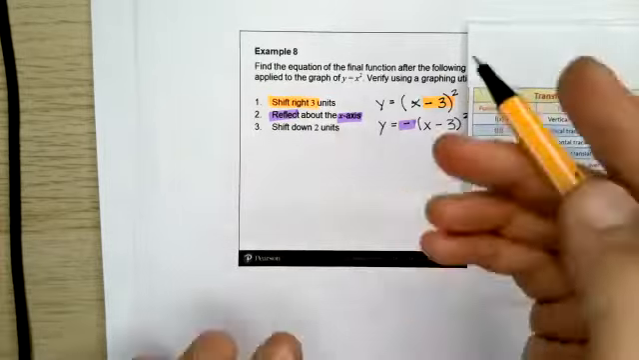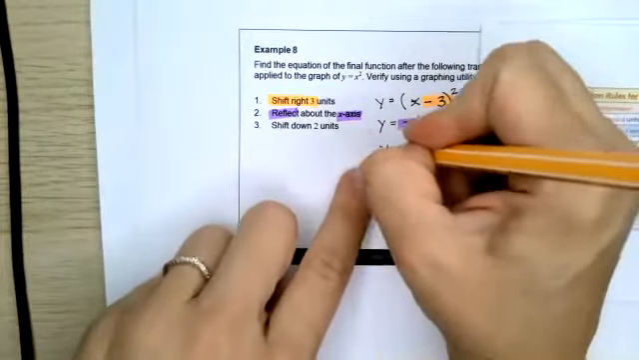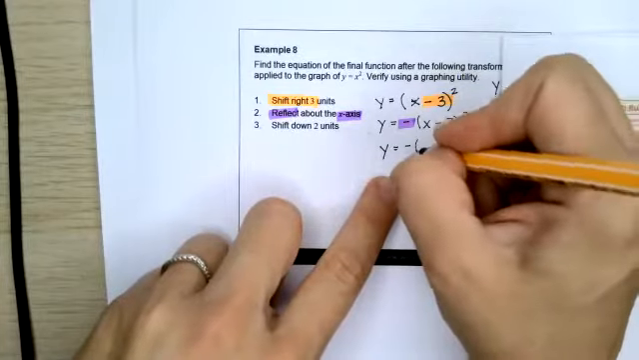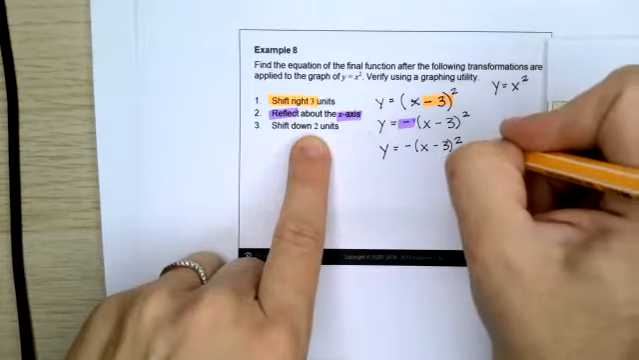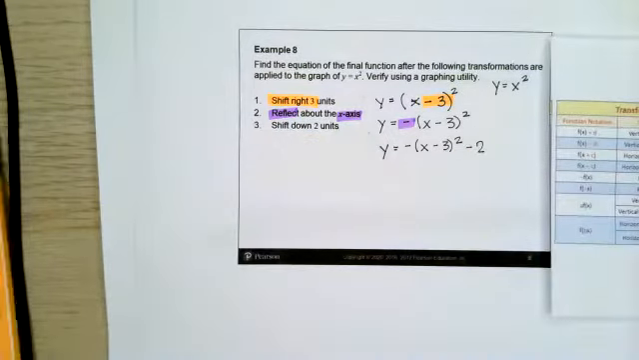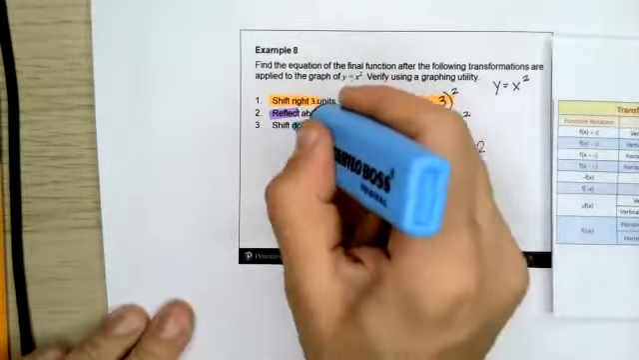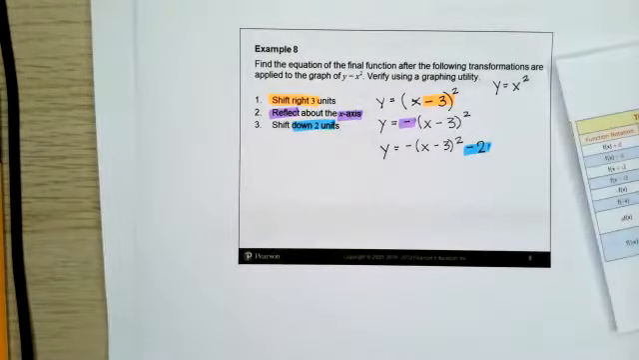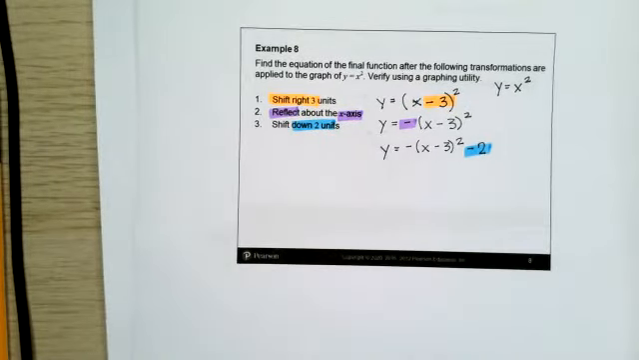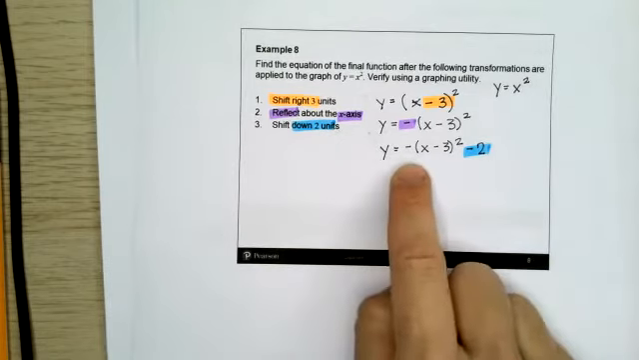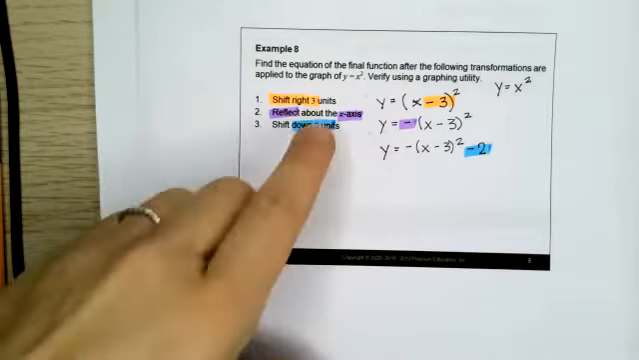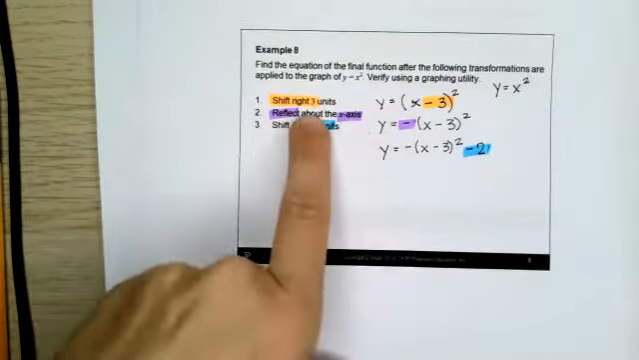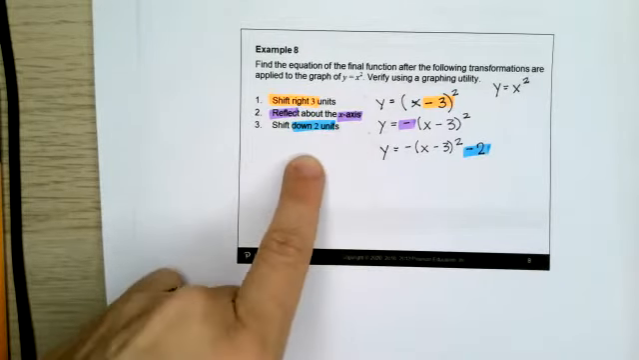So write it one more time. Down 2 units, what I had was y equals negative x minus 3 squared. But now I'm going down 2 units, so I'm going to subtract 2. So if I'm shifting down, I get a minus 2. My final equation is y equals negative x minus 3 squared minus 2. And if you graphed that, you would see x squared moved right 3 units, flipped over the x-axis and down 2.